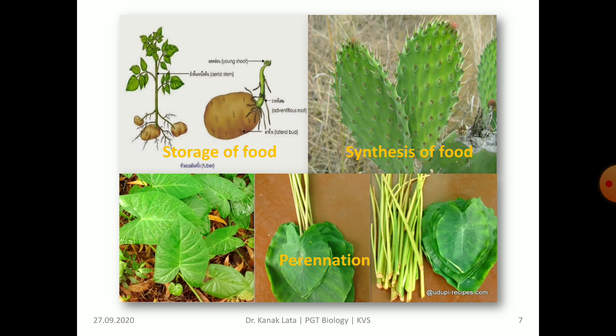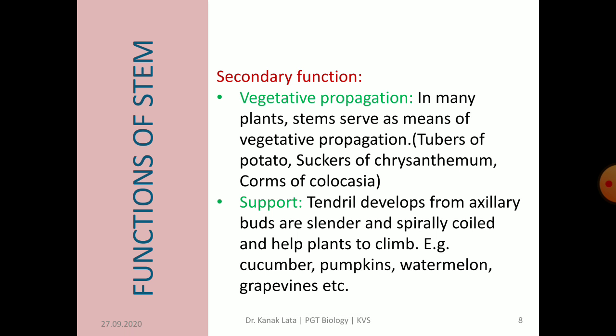In the given figure, you can see here the different plants whose stems are modified to perform secondary functions like storage of food, synthesis of food, and pollination. Another secondary function of a stem is vegetative propagation. Tubers of potato, suckers of chrysanthemum, and corms of colocasia are propagated vegetatively.